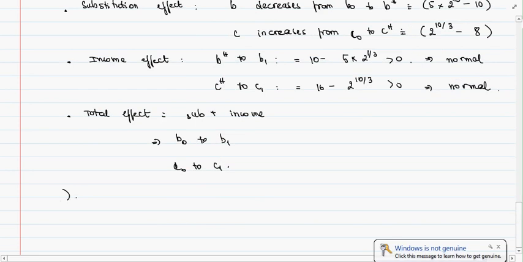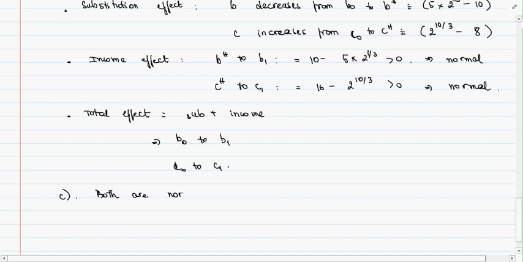Okay, so part C: explain whether or not the consumer considers coffee and biscuit to be normal goods. As I already mentioned earlier, both of these are normal goods because the income effect is positive for both of them. Okay, so I'll say both are normal because the income effect is positive for both goods.